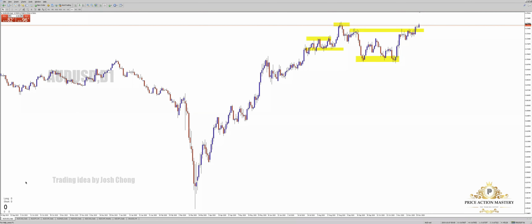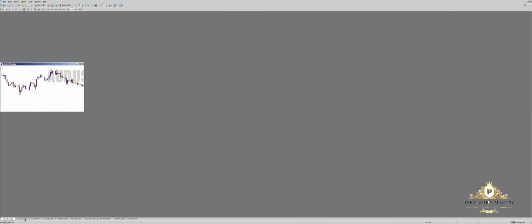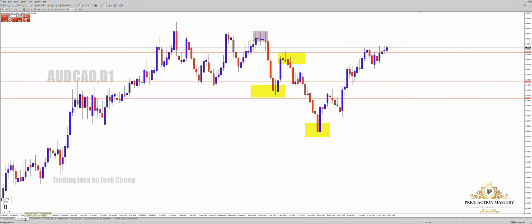So same goes for this Aussie, we only look into the daily time frame. For this pair, trend-wise, this is lower low and lower low. So in my opinion, I'm still looking for short, but I will wait until the setup is formed.